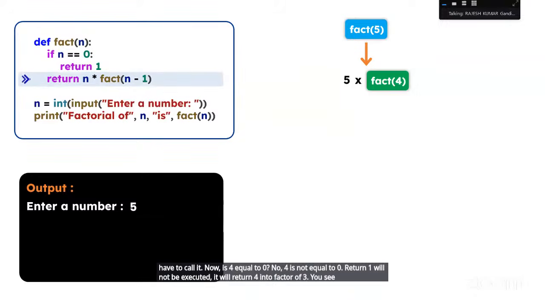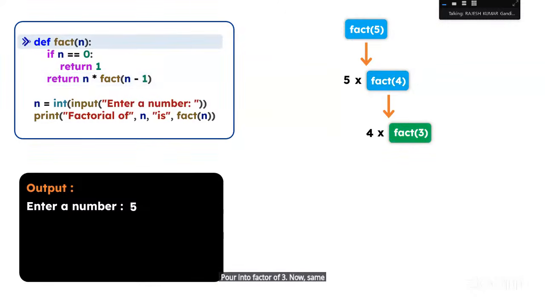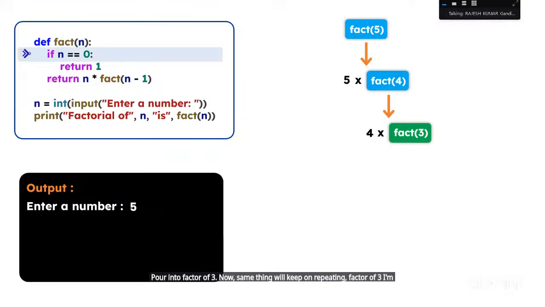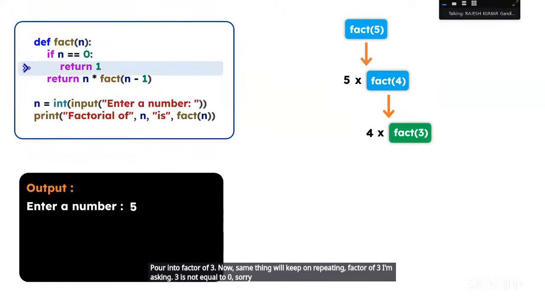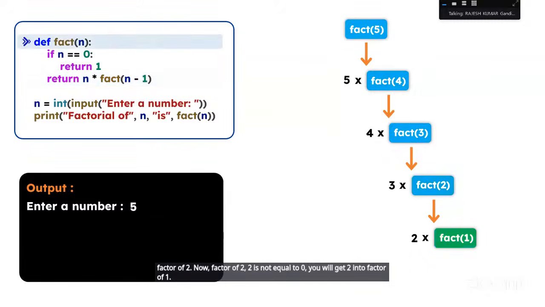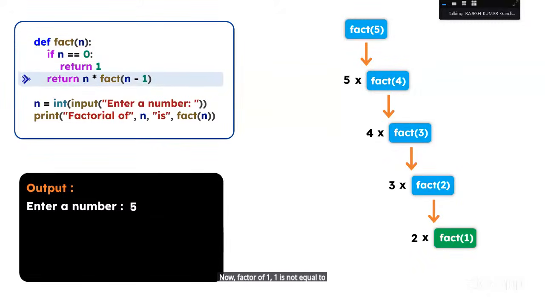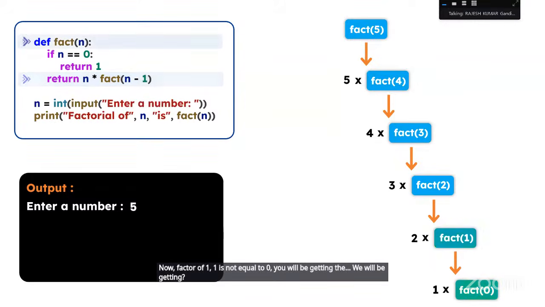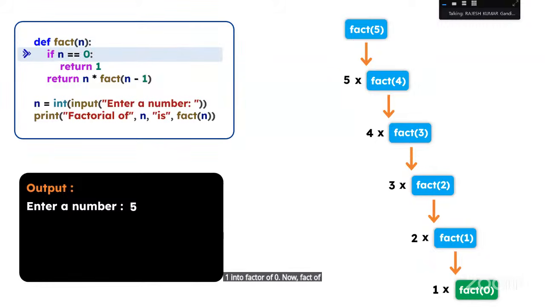You see, I asked it to calculate fact of 4. It is not calculating fact of 4. It is calculating a smaller version of itself, 4 into fact of 3. Now the same thing will keep on repeating. Fact of 3 I'm asking. 3 is not equal to 0. Then it will go ahead and return 3 into fact of 2. Now fact of 2. 2 is not equal to 0. You will get 2 into fact of 1. Now fact of 1. 1 is not equal to 0. You will be getting 1 into fact of 0.